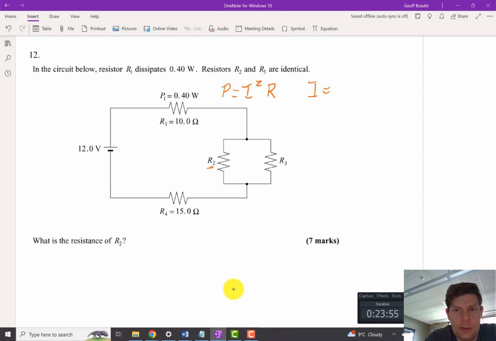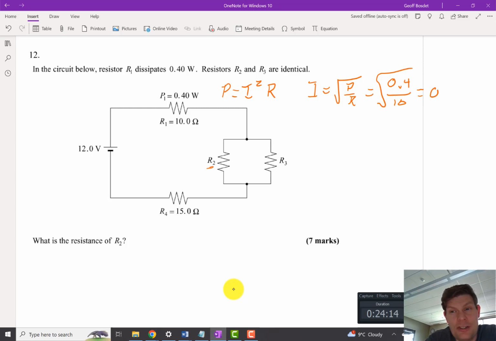So I'm going to rearrange this: I equals the square root of P over R, which is equal to 0.4 divided by 10 square rooted, which is the square root of 0.04, which is 0.2 amps. So now that we've got the total current, we can find total resistance. Our total resistance is equal to our total voltage divided by our total current.